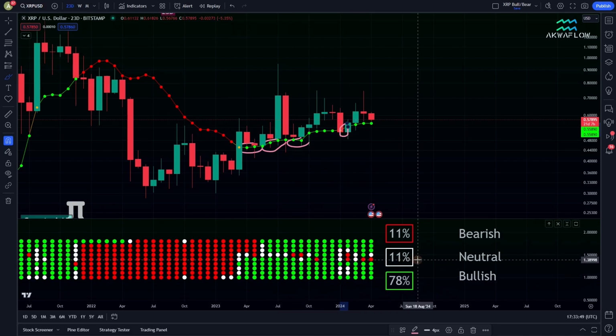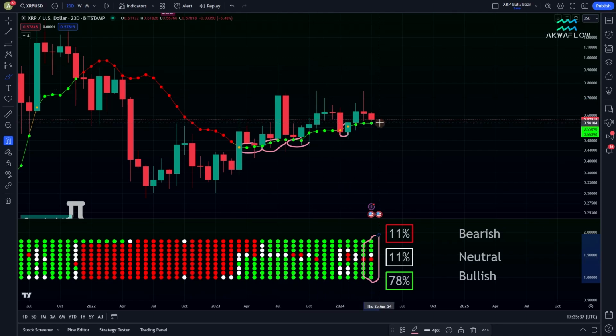At the same time, we have the XRP Bull Bear Index, and I remind you that this indicator is available for free on my website. And despite what we see, meaning that XRP going down currently, we see that XRP is still mainly bullish. That's why most of the dots are still green. And we only have one neutral dot and one bearish dot. Currently, the string line is around 56 cents, so keep this level in mind.